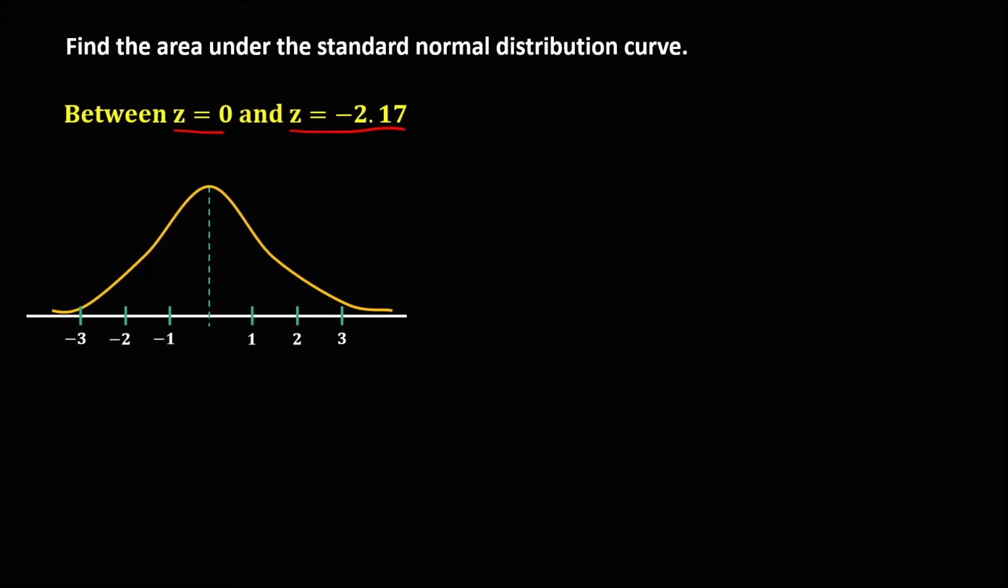Then from this given, find the area between z equals 0 and z equals negative 2.17. So in a normal curve, z equals 0, then let's assume this is negative 2.17. So this is now the unknown area between 0 and negative 2.17.